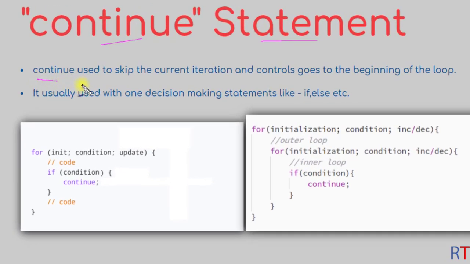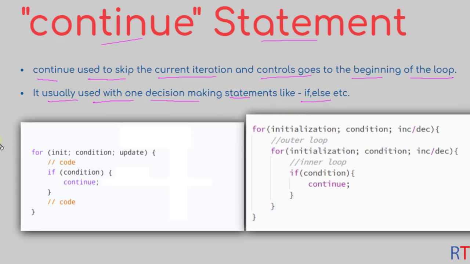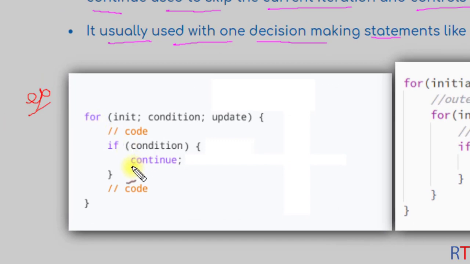The continue statement is used to skip the current iteration, and the control goes to the beginning of the loop. It is usually used with a decision making statement like if else. Like in the example, we have used the continue statement inside the for loop. So whenever the condition becomes true, the continue will be executed and the control will go back to the beginning of the for loop, and the code after the continue statement will be skipped.